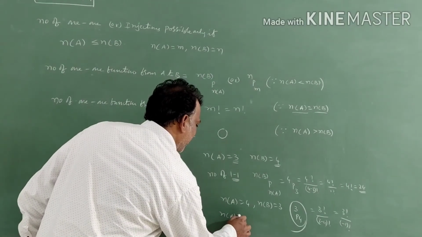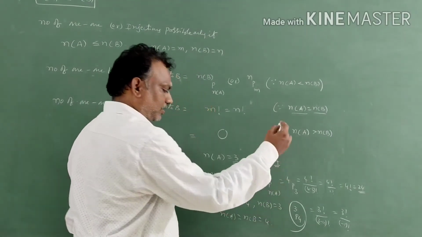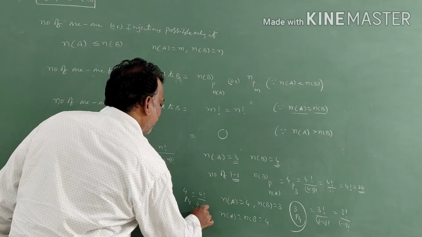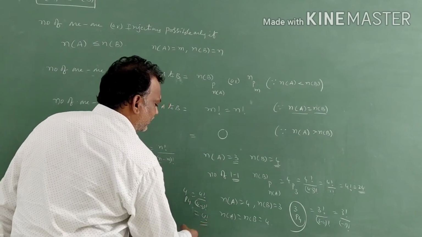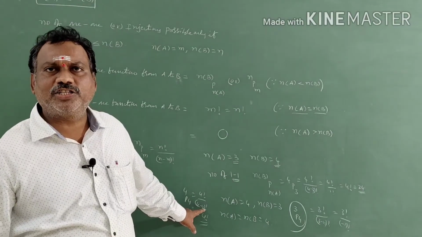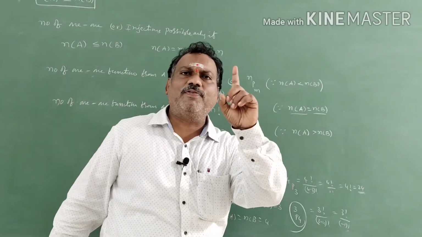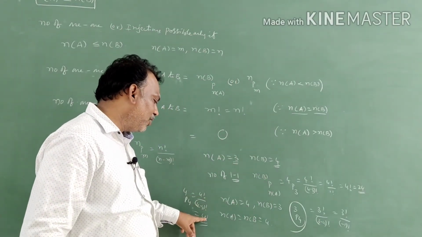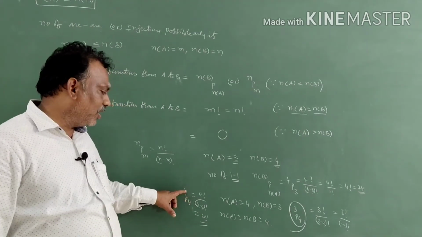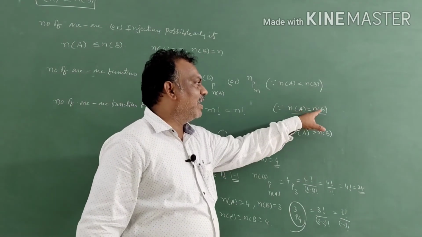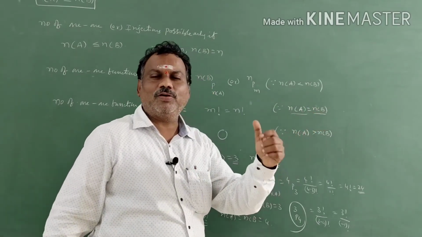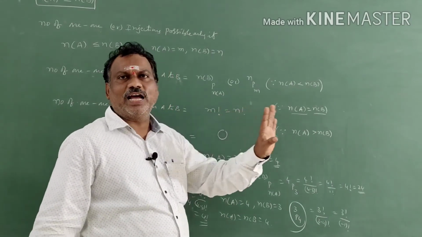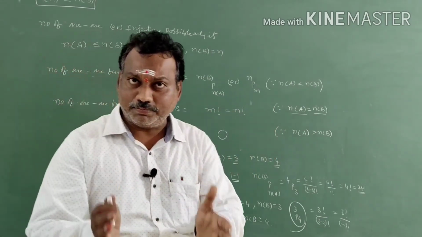Sir, suppose n(A) and n(B) are both 4. According to the formula, 4P4 means 4 factorial by (4 minus 4) factorial. You will get 4 factorial as the answer, because the denominator, 4 minus 4 factorial, is 0 factorial, and 0 factorial is always 1. The value of 0 factorial is not 0, it is 1. Remember it, students. So whenever they are equal, they must be one number, 4 or 5 or 6 or 7, whatever number comes, m or n, that factorial is the answer if n(A) and n(B) are the same.